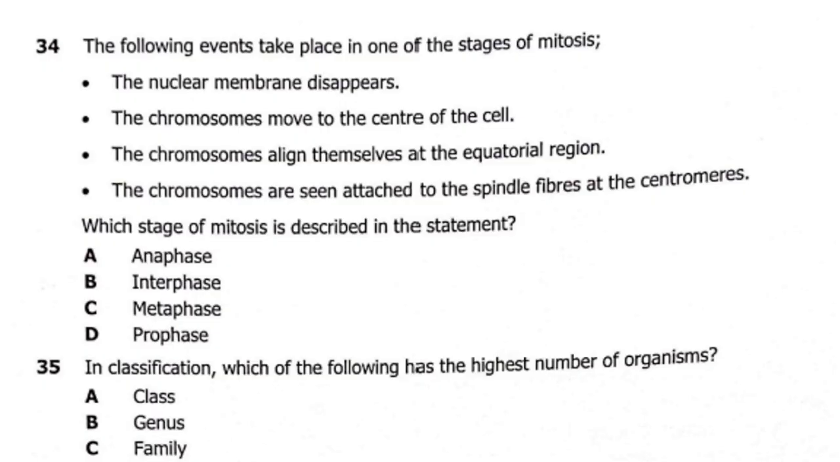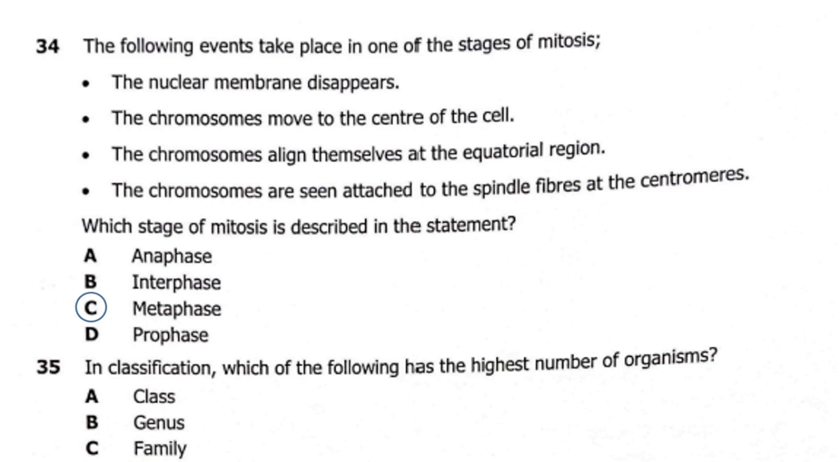Question 34. The following events take place in one of the stages of mitosis. First step, the nuclear membrane disappears. Next step, the chromosomes move to the center of the cell. Third step, the chromosomes align themselves at the equatorial region. Fourth step, the chromosomes are seen attached to the spindle fibers at the centromeres. Which stage of mitosis is described in the statement? A. Anaphase. B. Interphase. C. Metaphase. D. Prophase. The correct answer here is C. Metaphase, because we are seeing the chromosomes aligning themselves at the equator region.